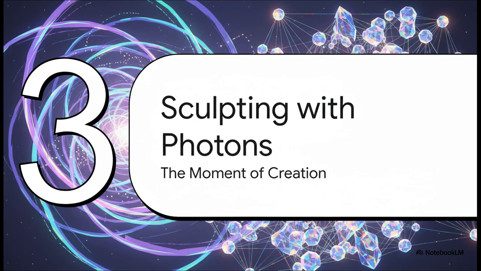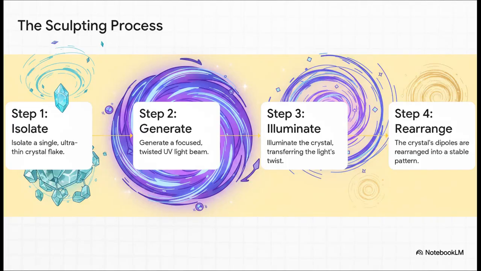All right, so we've got the twisted light for our tool, and we've got the crystal flake for our canvas. So what happens when the tool actually meets the canvas? Well, this is the moment of creation, where light and matter interact to create something totally new. And the process itself is remarkably elegant. First, the scientists isolate one single, perfect flake of the crystal. Then, they cook up a highly focused beam of this twisted ultraviolet light.